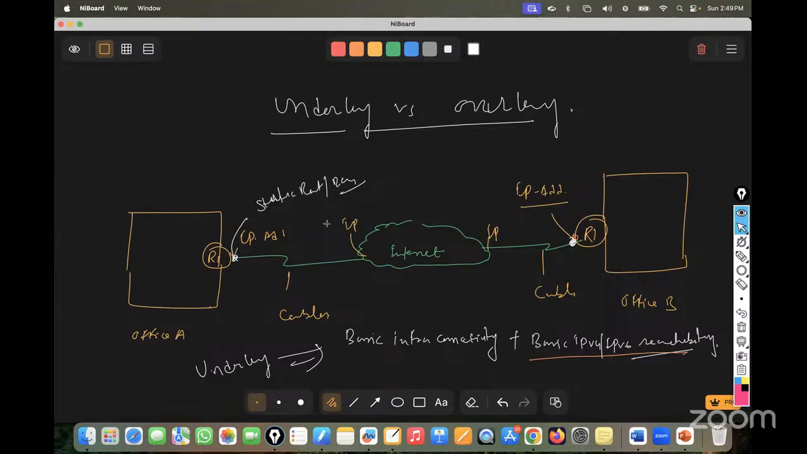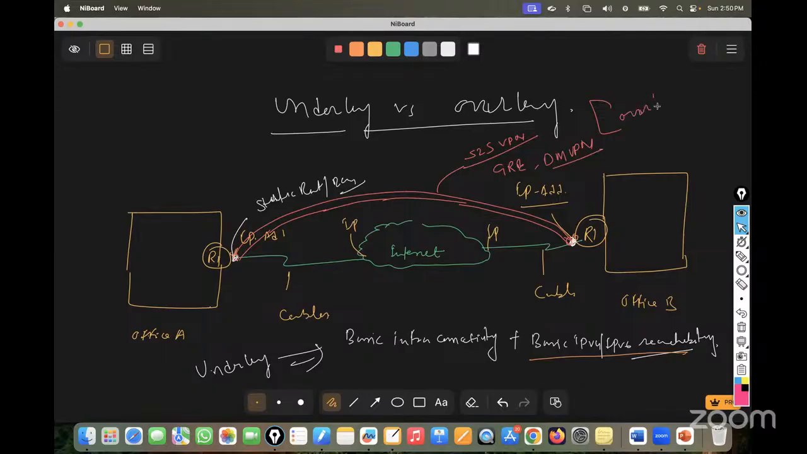Once you have the underlay reachability, on top of that, you have to form tunnels. That tunnel is going to form from one router to another router. And this could be your site-to-site VPN, that is IPsec VPN, GRE tunnel, DMVPN tunnel, any other tunnels. So that is known as the overlay. Make sense? Everyone understand what is the difference between underlay versus overlay? Is it clear to everyone? Any doubt here, guys? Hit me with questions if any doubt.